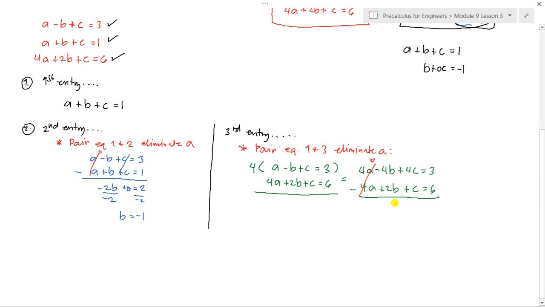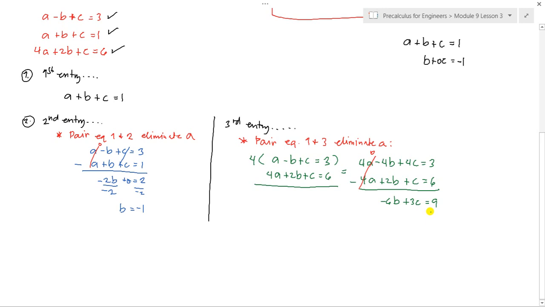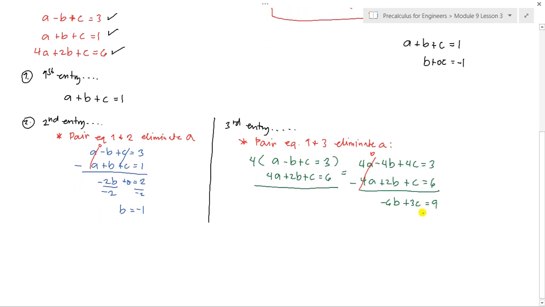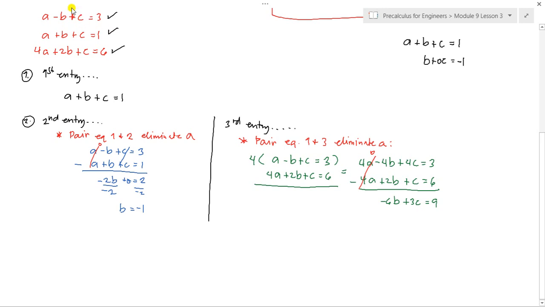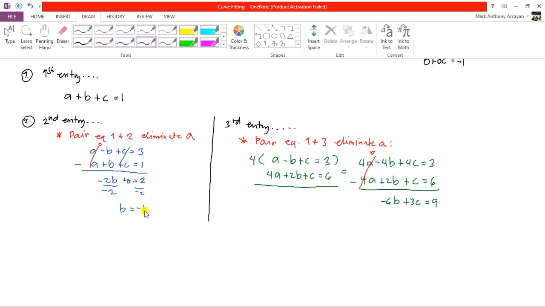So the next is negative 4 minus 2, that is negative 6b. The next, 4 minus 1, that is plus 3c is equal to 9. So we now have the equation negative 6b plus 3c is equal to 9. Now, for me class, solving for c, you can substitute b there so that we can solve for c. Then we have the value of c.